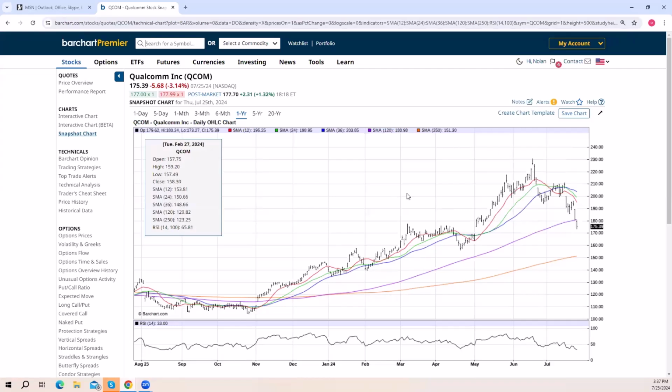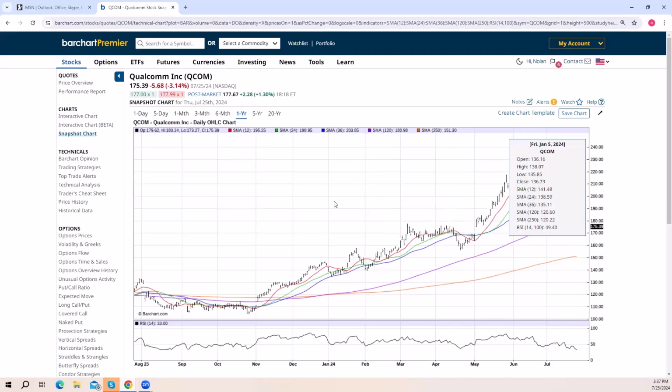Don't forget our game. Our game is to buy volatility before it happens, not after. We're supposed to sell after, right?